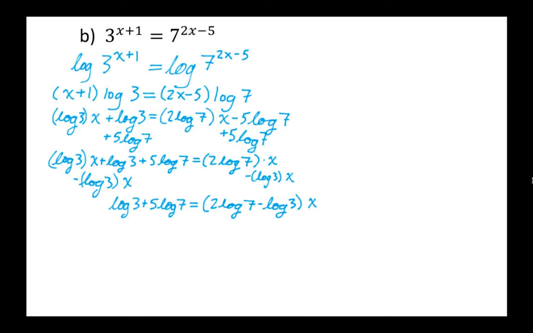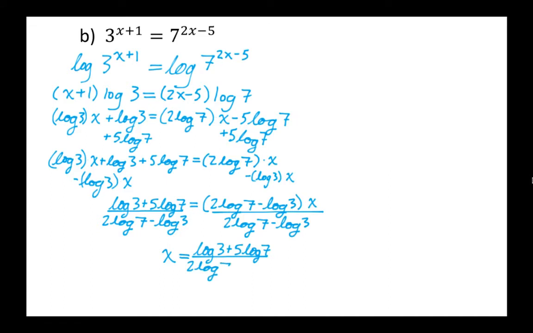And now, last step here to solve this equation, I divide both sides of the equation by 2 log 7 minus log 3. And this is the solution to the equation. Now, evaluating this is a little bit tricky. I'll tell you the value, 3.88.